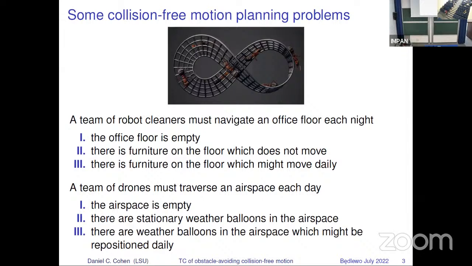In the figure, you see some ants running around on a Mobius band without bumping into each other. You might consider, for example, a planar problem where I have a team of robot cleaners, Roombas or something, that are going to come clean the floor here every night. And maybe there are various possibilities. This table might be gone, so the floor might be empty. Or the table is sitting there, but it never moves. Or during the day, maybe one of the speakers takes one of the tables and pulls it away, so the obstacles for the robots can change from day to day.